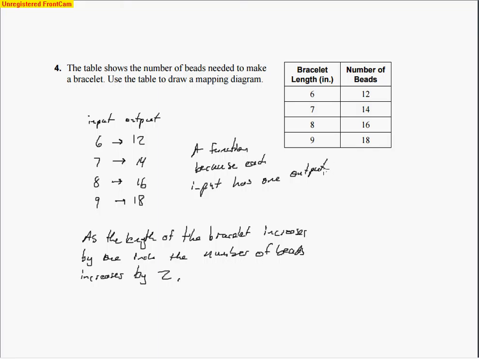It makes sense, because if I have it as 6 inches, we're only going to have 12 beads. We're not going to have 11 beads. If I had an input of 6 inches and I had 2 different outputs, then it would not be a function. So those are the types of problems that you're going to end up seeing on tonight's homework.